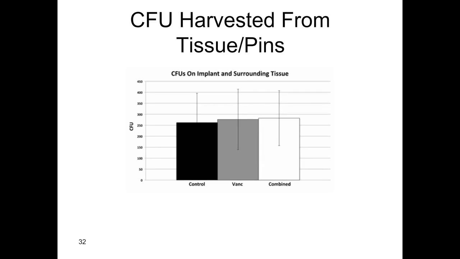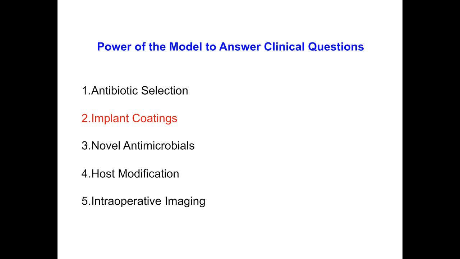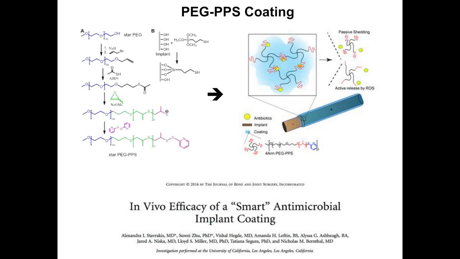We work a lot on implant coatings. We've designed a smart antimicrobial implant coating that recognizes bacteria and elutes out antibiotic in the face of a bacterial trigger. It uses a pH trigger caused by the bacteria to release antibiotics when it's challenged.